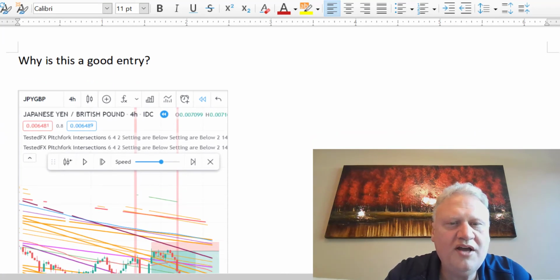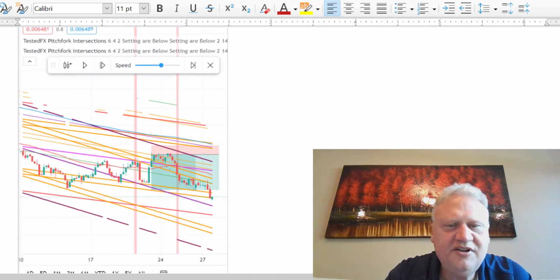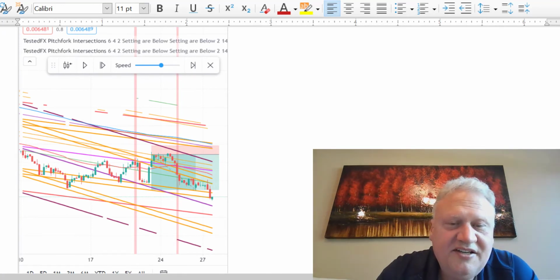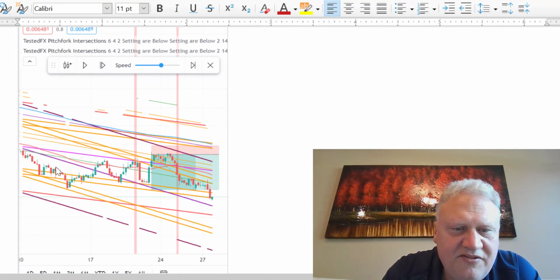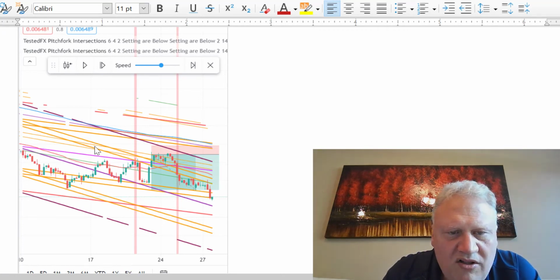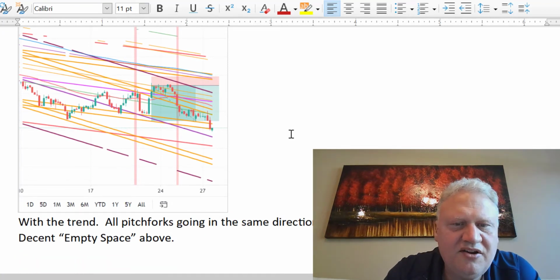Okay, let's look at this one. Why is this a good entry? What do you notice about this? Look at this. It looks like it's already a downtrend. All the pitchforks, all of them are facing downwards. Every line is pushing this price down right now. So very high probability of success on this trade. Very good. Oh yes, and also, when he entered the trade, there was a decent amount of empty space.